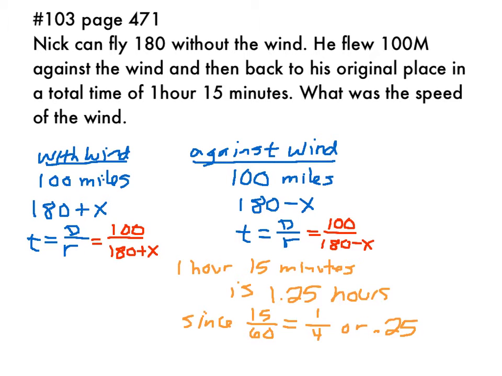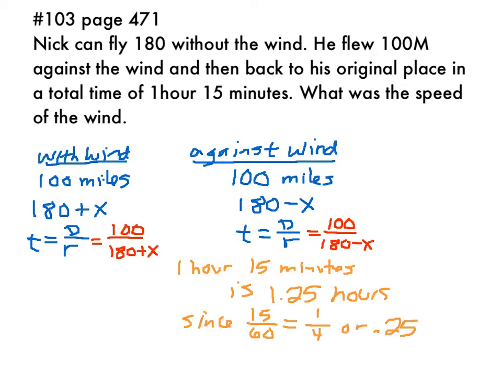Okay, I'm going to do problem number 103 on page 471 in your text under the review section. You're told that Nick can fly 180 miles per hour. I should have added that in there. There should be miles per hour without the wind. I'm kind of summarizing it here.